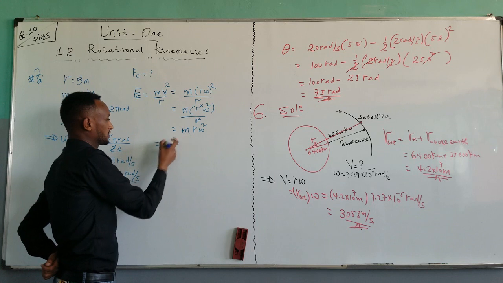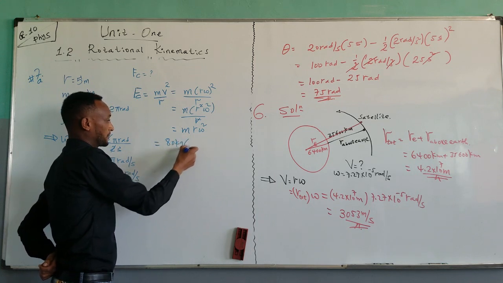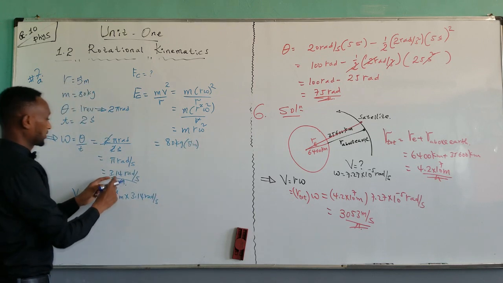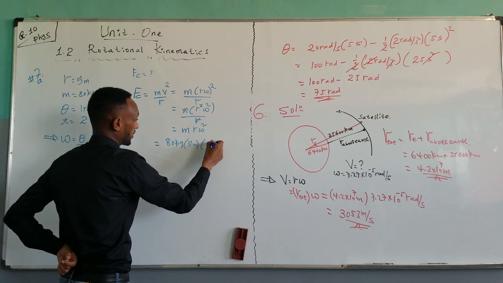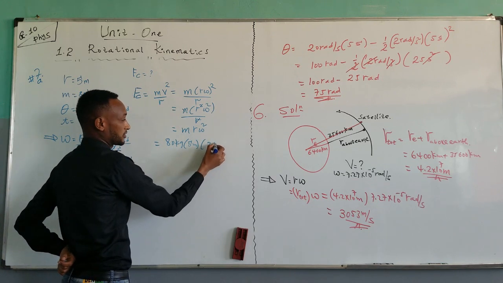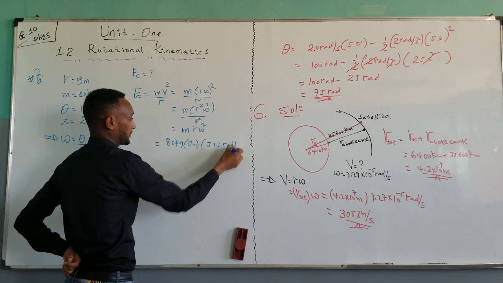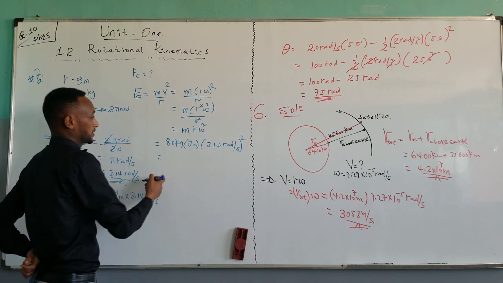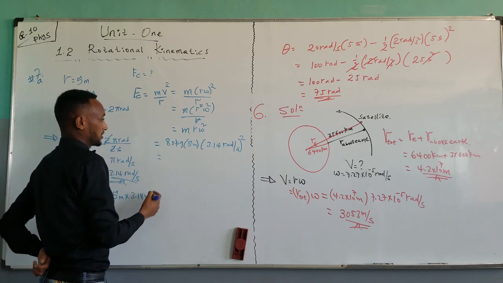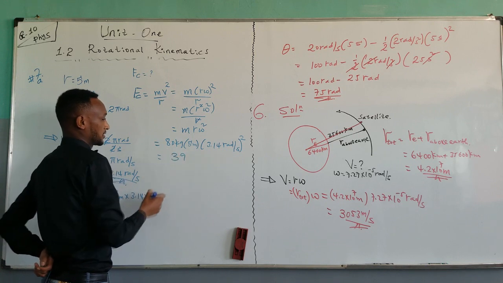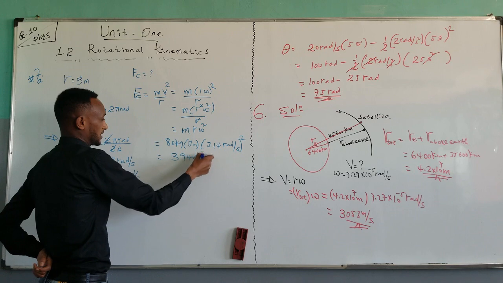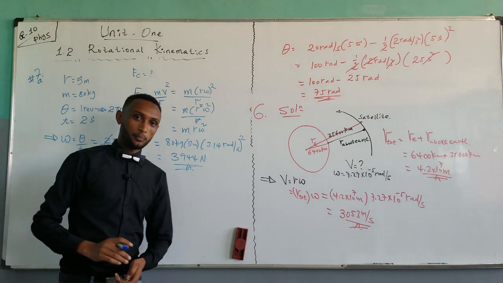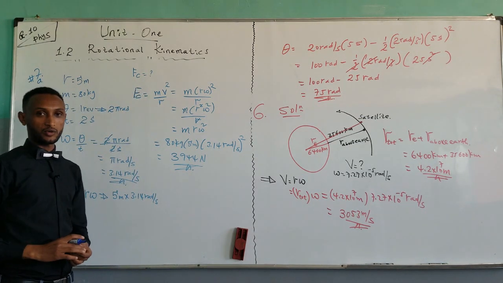If we substitute the values, the mass is 80 kilogram, the radius is 5 meter, times the angular velocity 3.14 radian per second, the whole square. Then if we multiply these numbers, we finally get 3944 newton.